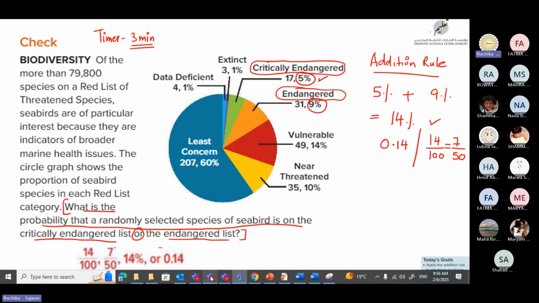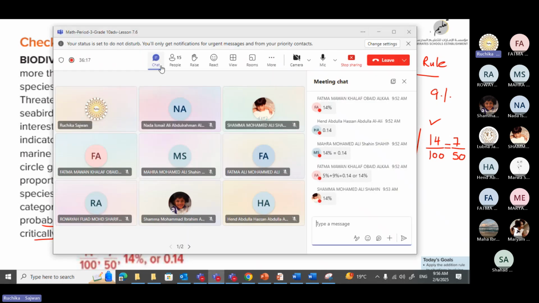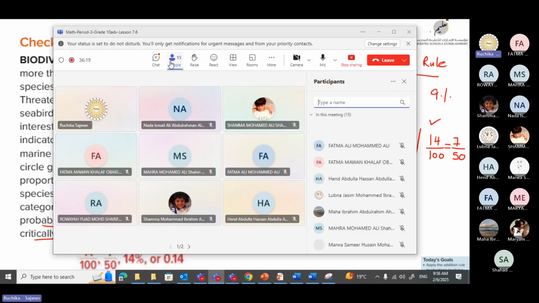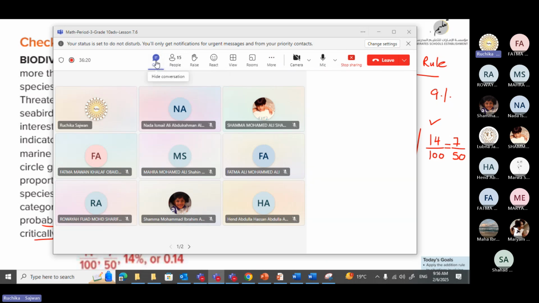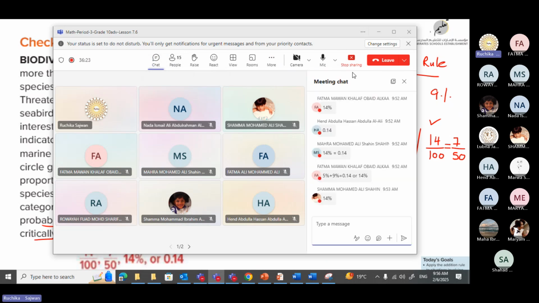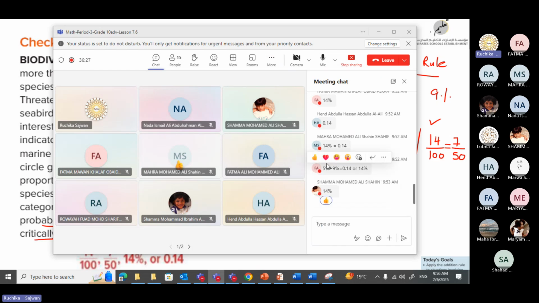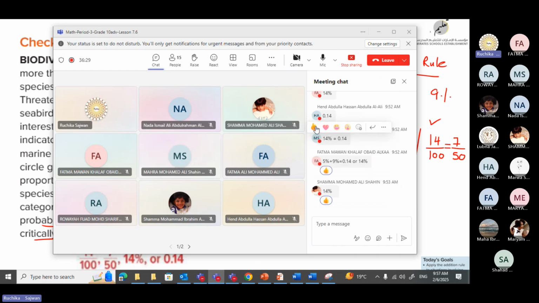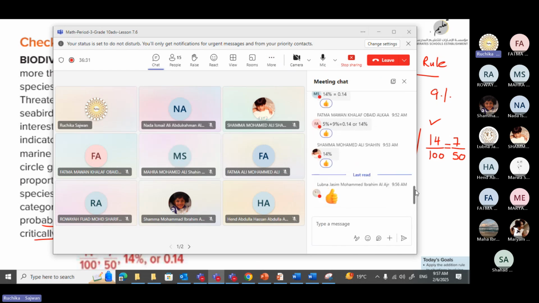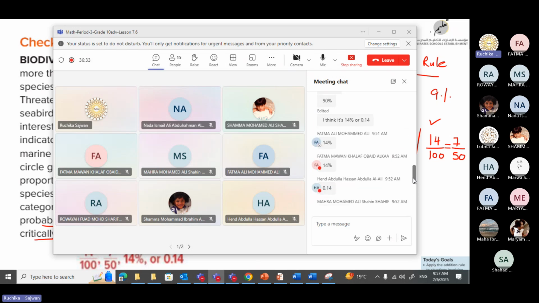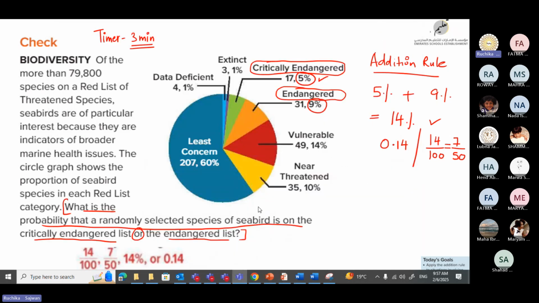Is this question clear to everybody? Just give me a thumbs up on the chat so that I know it's okay, and then we can proceed. Fine. Easy, right? Very good. Big clap for Shama, Fatma, Mahara, Hind, everybody who gave me the correct answer. Very good. Lubna as well, she gave me the perfect steps. So wonderful. Now we are ready to move on to the next slide.